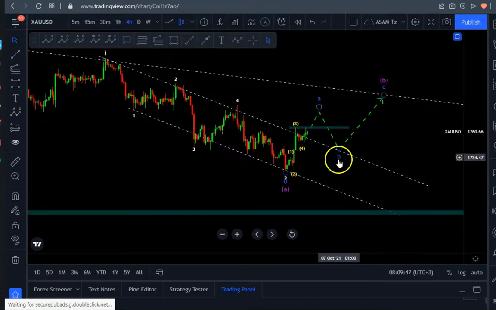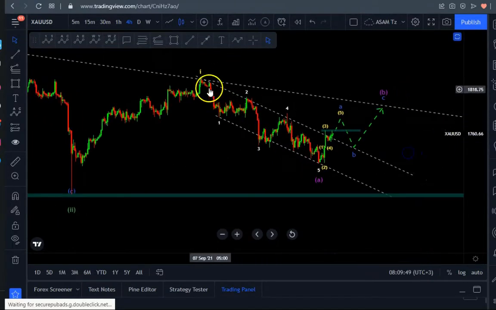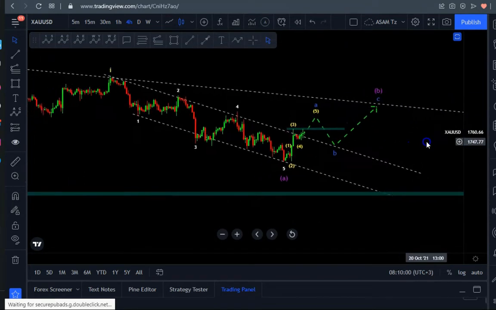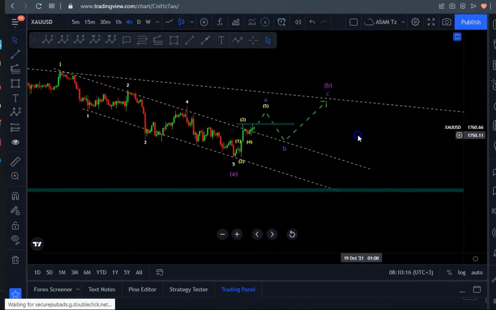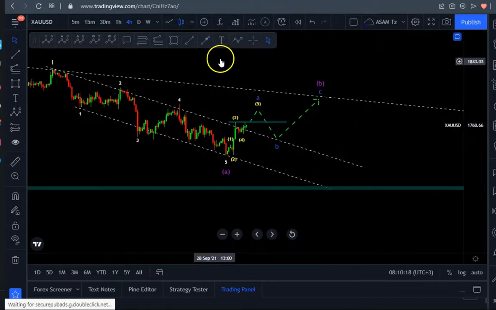So this wave B will retest this channel now. Wave B will retest this channel, and finally it will hit wave C to the top. So what I need you to focus on this week is this upward move. If it clearly displays what I'm showing here, it will give us a clue to trade this fall in the coming weeks.